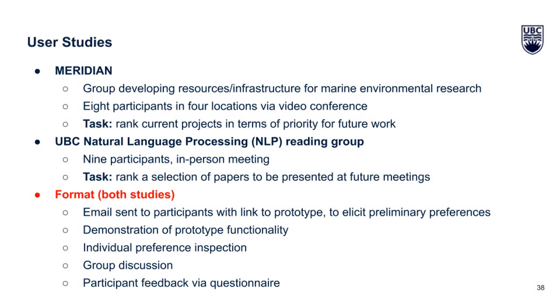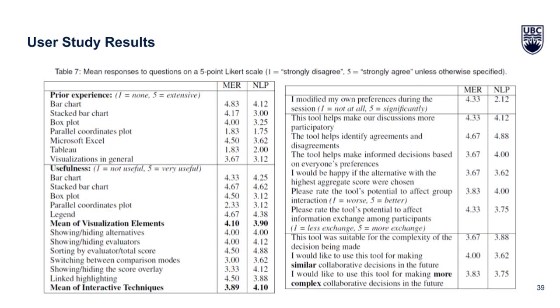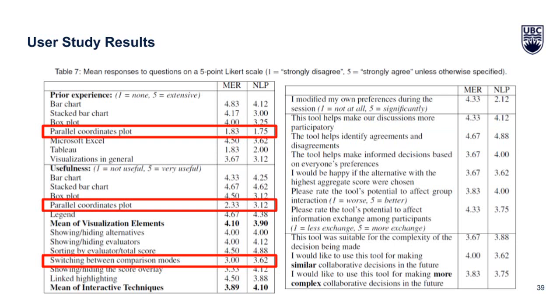At the end of the meeting, the participants each completed a questionnaire including both Likert scale questions and free-form feedback. Most of the results and feedback were quite positive. Both groups were able to easily find sources of disagreement. The participants found most of the idioms and interactions effective. The most notable exceptions in both cases seem to be related to the parallel coordinates plot. It may well be that these scores are due to their relative inexperience with that idiom.